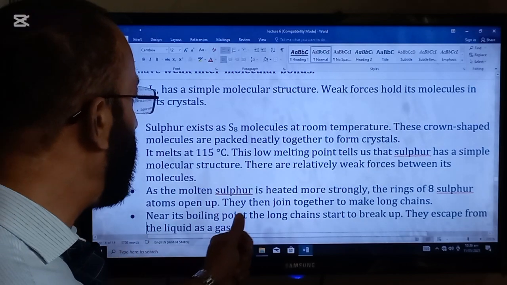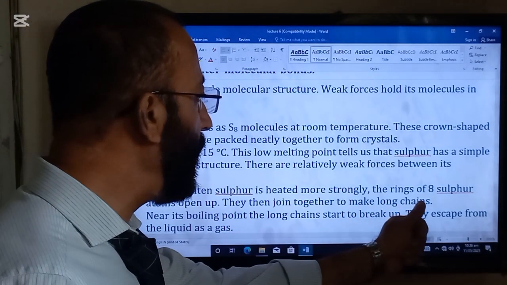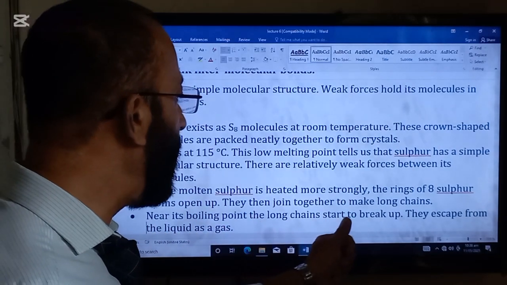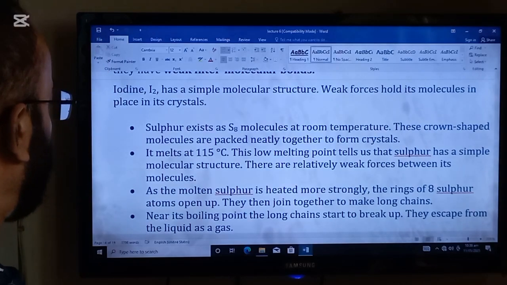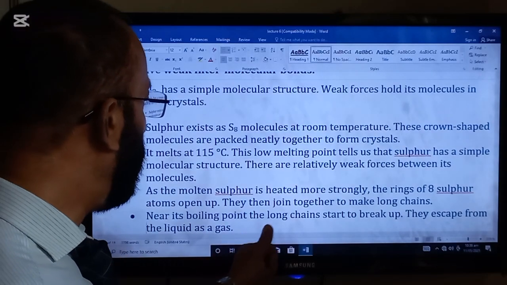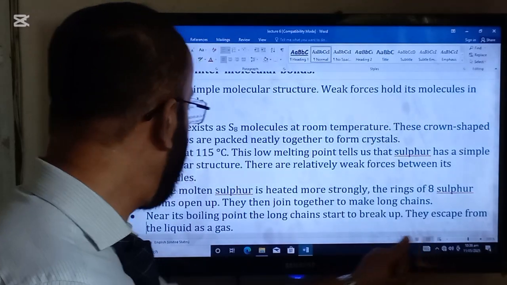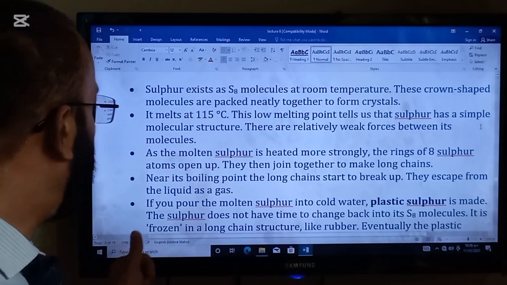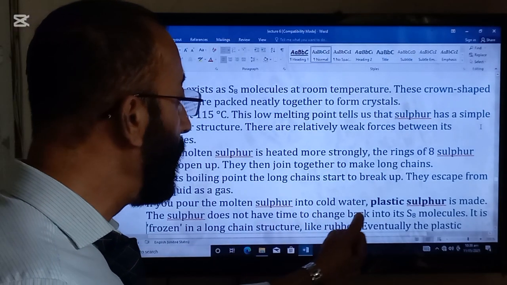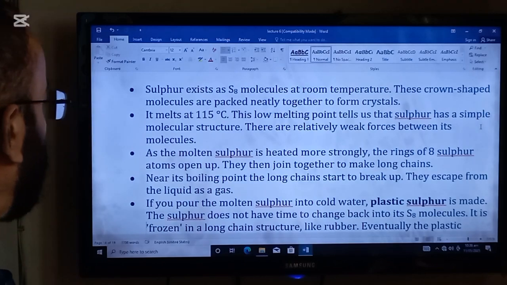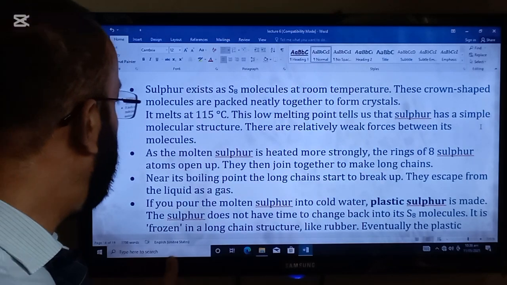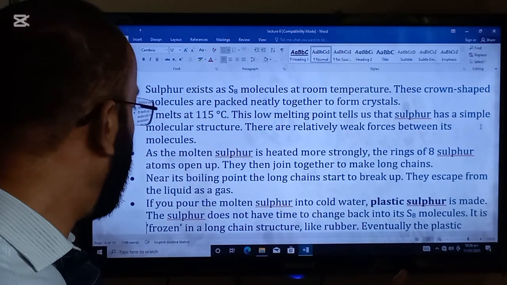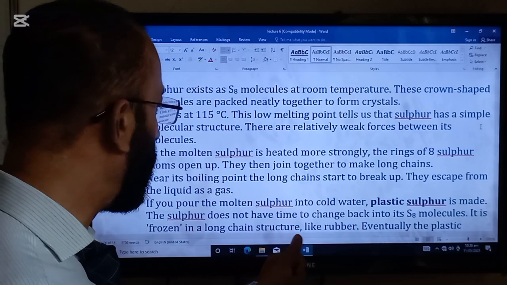As the molten sulfur is heated more strongly, the rings of the 8 sulfur atoms open up. They then join together to make long chains. Near its boiling point, the long chains start to break up. They escape from the liquid as a gas. If you pour the molten sulfur into cold water, plastic sulfur is made. The sulfur does not have time to change back into S8 molecules. It is frozen in a long chain structure like rubber.